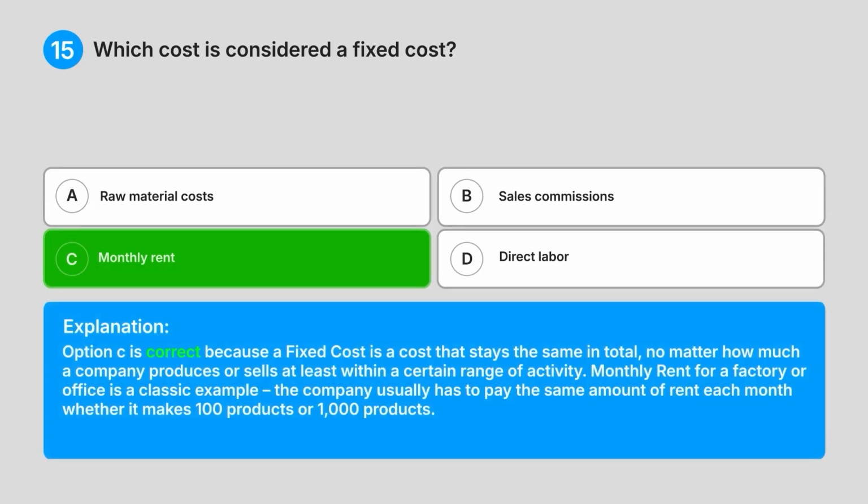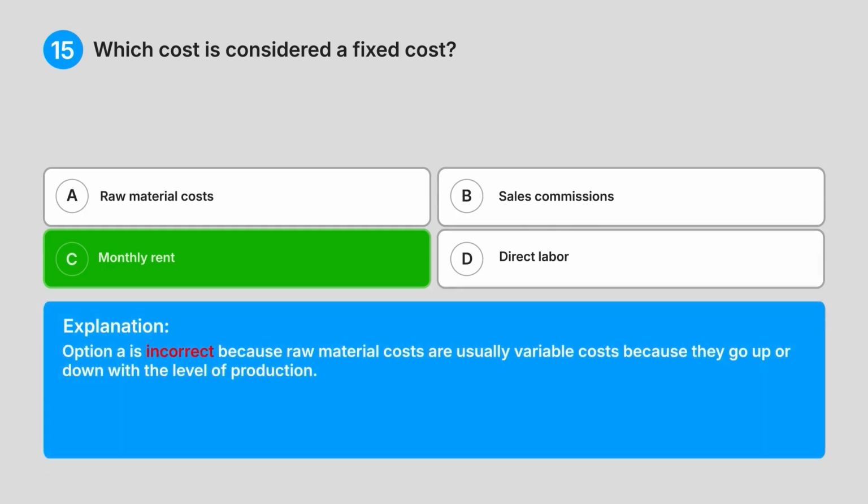Explanation. Option C is correct because a fixed cost is a cost that stays the same in total, no matter how much a company produces or sells, at least within a certain range of activity. Monthly rent for a factory or office is a classic example. The company usually has to pay the same amount of rent each month, whether it makes 100 products or 1,000 products.